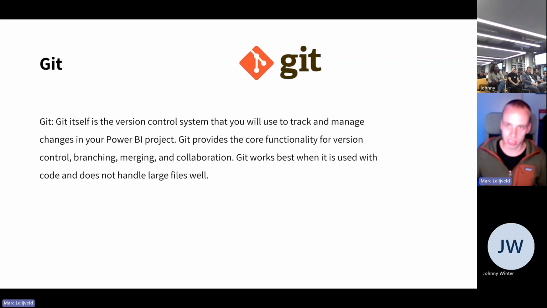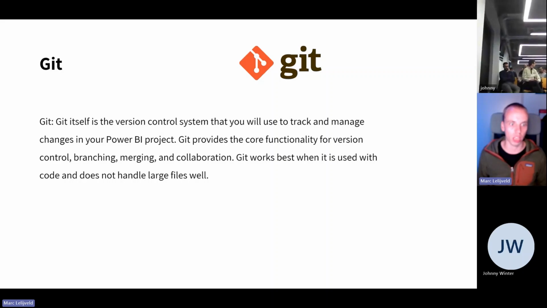So Git in itself is a version control system. It will help you to track the changes in your Power BI project files, or in general in any code file, not necessarily only in Power BI files. And it provides you some core functionality for version control to do branching, merging, and collaboration. Branching and merging are the typical terms and concepts that relate to Git. Basically, Git works best if you use it with code, but it can also handle larger files like PBIX files.